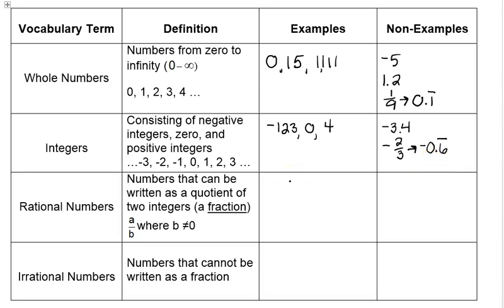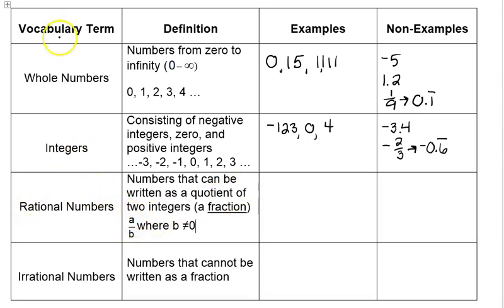Our next definition are rational numbers, and rational numbers are numbers that can be written as a quotient of 2 integers. And you're probably thinking, that's really confusing, and it is. So an easier way to think of this, remember, quotient in math means to divide. So if we're dividing 2 integers, that's the same thing as a fraction right here.